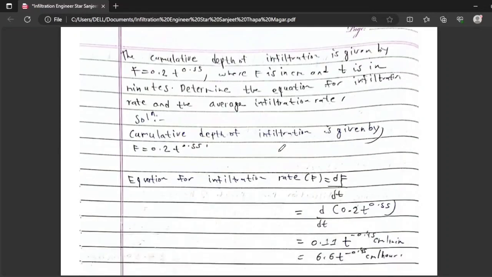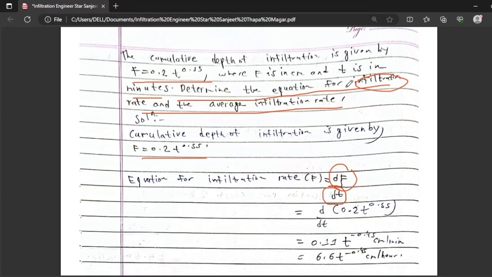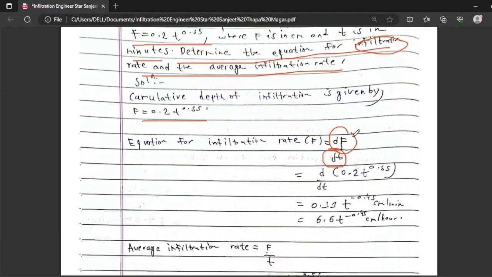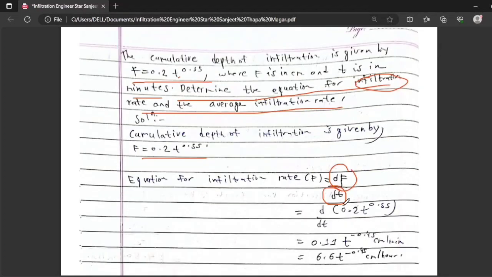This is the last question from this topic. The cumulative depth of infiltration is given by F equals 0.2 plus 0.2 t power 0.15, where F is in centimeter and t is in minutes. Determine the equation for infiltration rate and average infiltration rate. So the cumulative depth of infiltration is given by this equation, and the infiltration rate will be dF divided by dt.